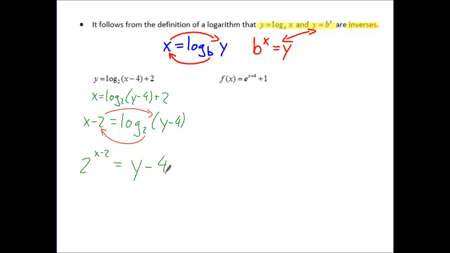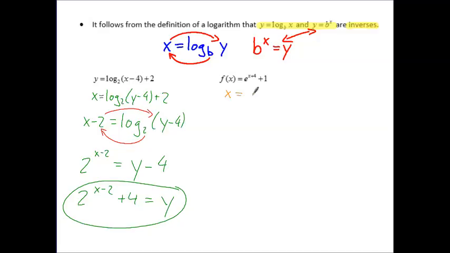And we want to solve for y, right? So add 4 on both sides. We get 2 to the power of x minus 2, plus 4, is equal to y. And here is our inverse function. We can of course do this the other way around as well.